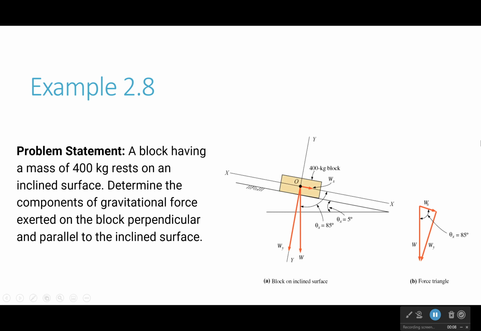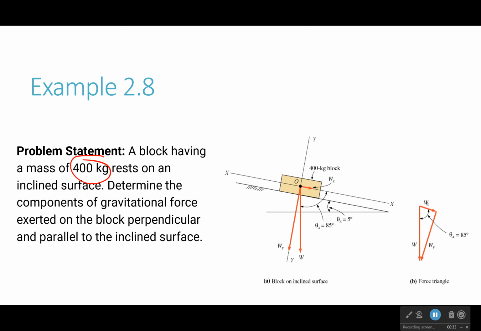So now we're in example 2.8, flying through these. So let's see what it says. Okay, so we have a block having a mass of 400 kilograms, and oh boy, is this a different one. It rests on an inclined surface. It says determine the components of gravitational force exerted on the block perpendicular and parallel to the inclined surface. Now this might seem hard, but it really isn't. It's not that hard at all.